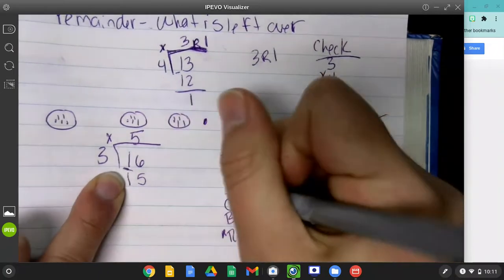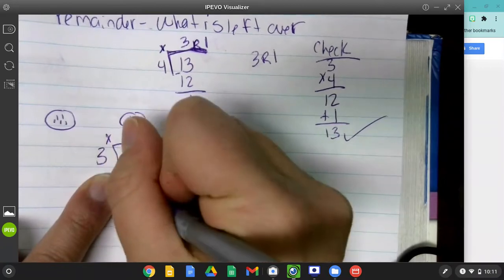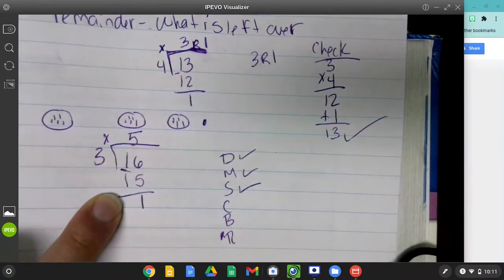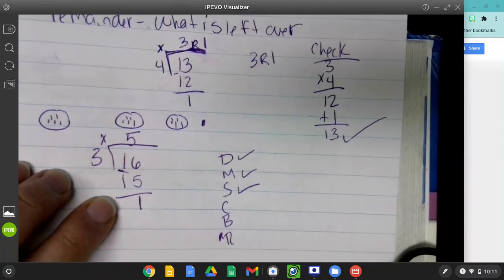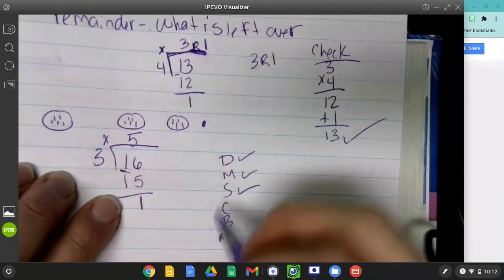So then my next step is to subtract. So I take 16 minus 15. And that gives me 1. I have to put my 1 here. Because when we get more division, when we get more digits, we will have to be very, very organized. So we need to start that now.